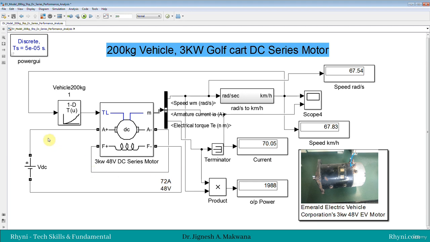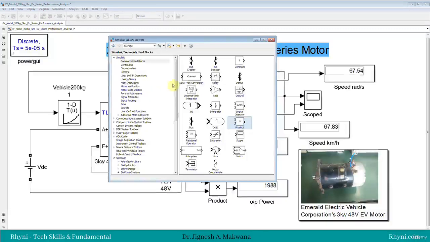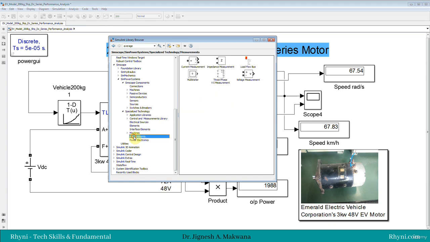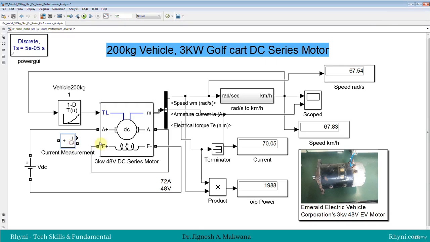So what we will do, same thing, but we need to use the current and voltage measurement. So we will go to the Sim Power System library. Under Simscape and under Sim Power System library, you will find specialized technology. Under specialized technology, there are the measurement blocks. So use the current measurement block. We can use current and voltage both, but because voltage is fixed, we will use a constant for the voltage. Disconnect this and connect this current measurement block in series like this. This is our measurement terminal output.